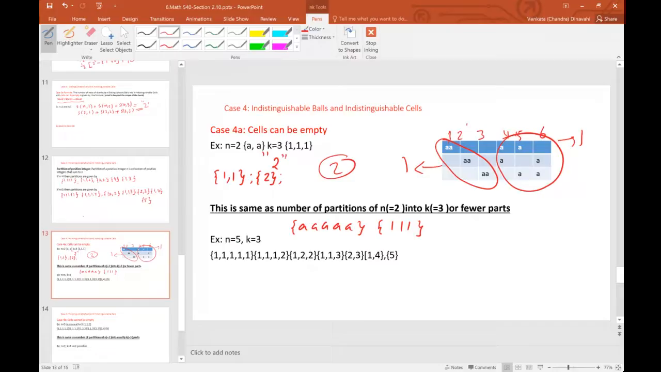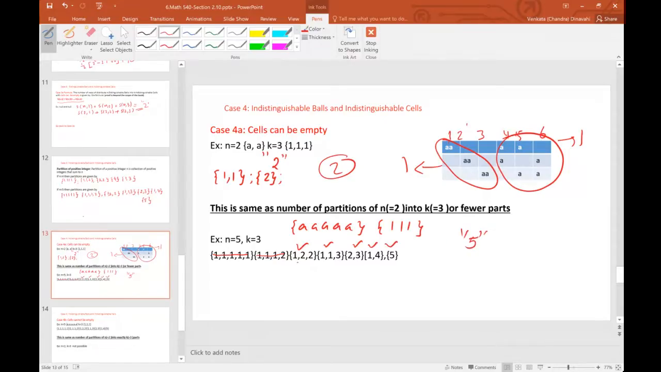List all the partitions of 5, which I put on the previous slide. These are all the partitions of 5. Now you see how many partitions have k or fewer parts. In this case, k is 3. This partition has 5 parts, so this is not going to count for us. This is not going to count for us. This partition has 3 parts. This partition has 3. This partition has 2. This is 2 and this is 1. So there are 5 different ways I can do this.